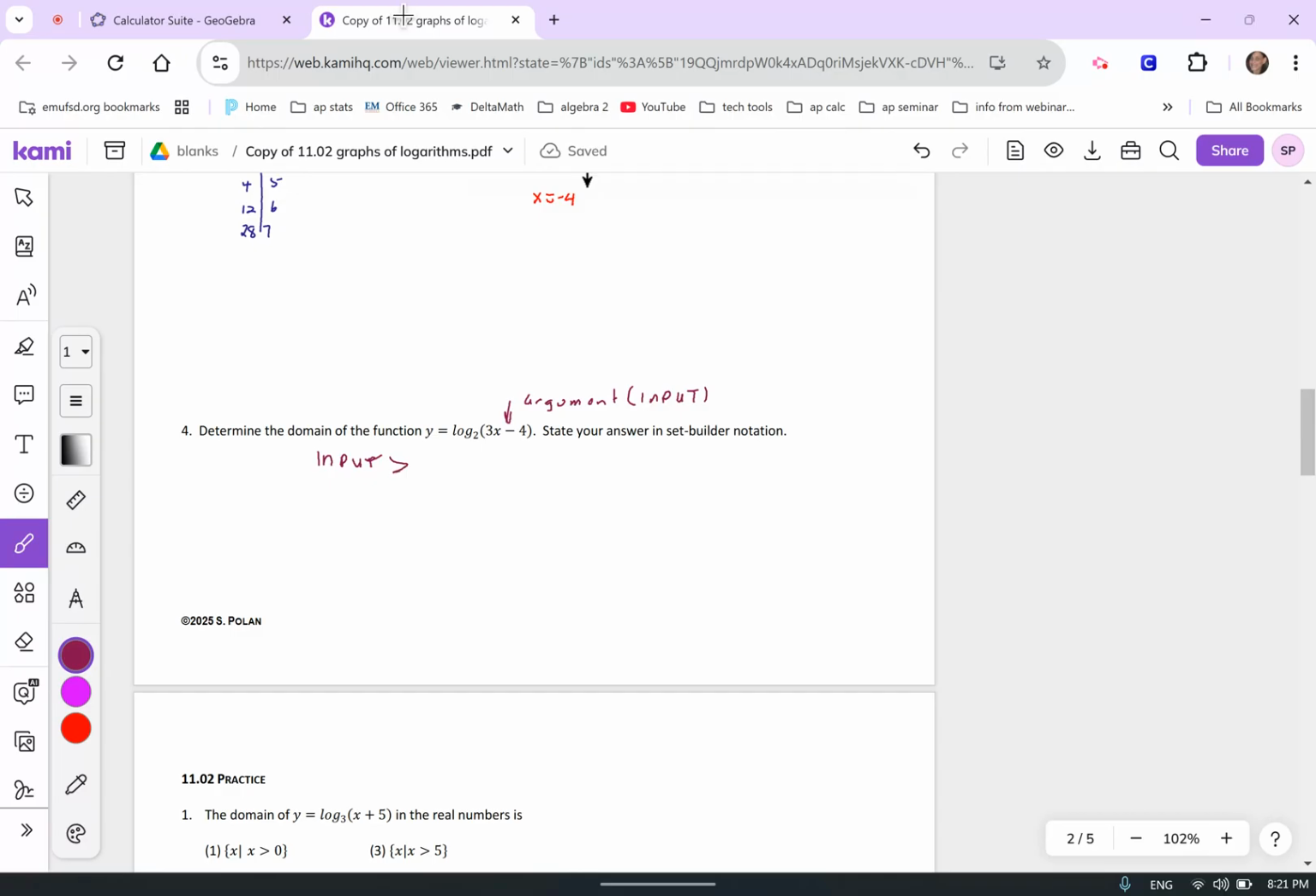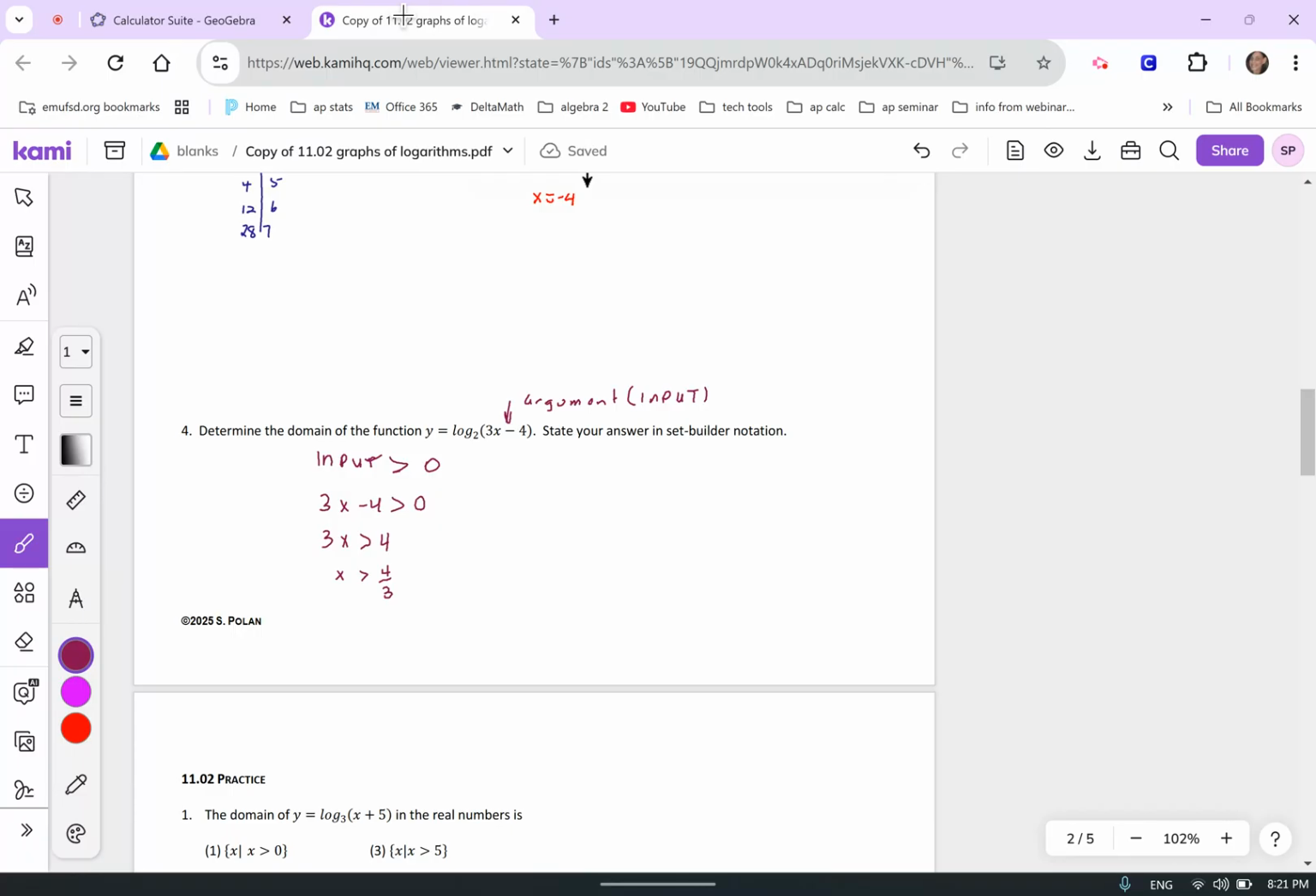And you're going to set that greater than 0, because it actually can't hit that value. It's undefined at that value. So 3x minus 4 is greater than 0. 3x is greater than 4. X is greater than 4/3.